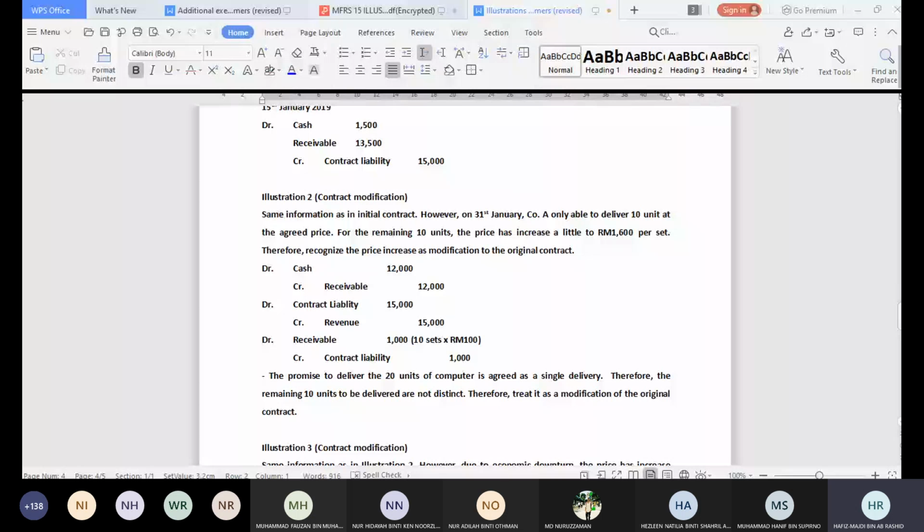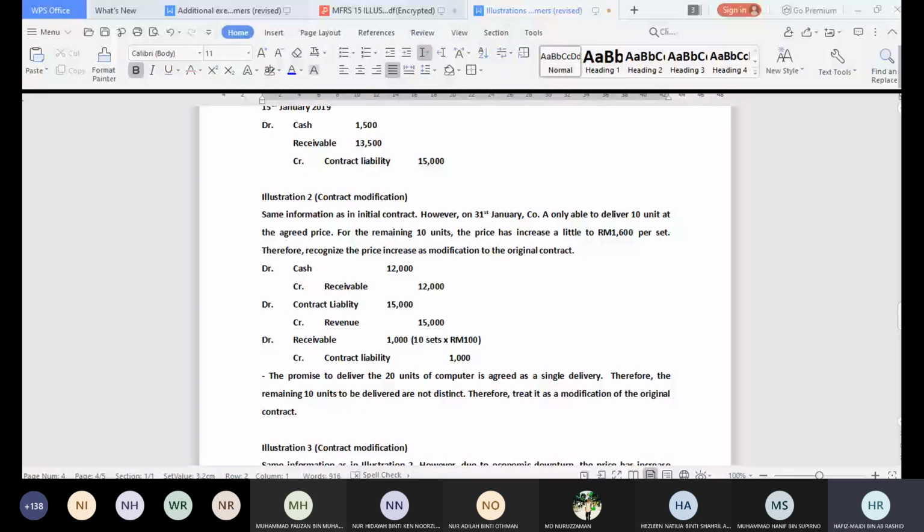The price might be reflecting a standalone selling price, but it is not distinct, because you have some problem in meeting the second criterion for distinct, because you have not agreed it to be like that. So you just treat it, because it is not distinct, as a modification to the original contract. That means you just adjust. There might be an increase of 100 ringgit per unit for the remaining computers.